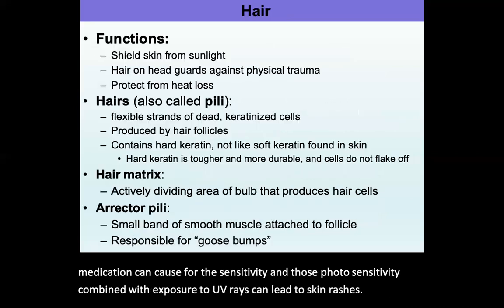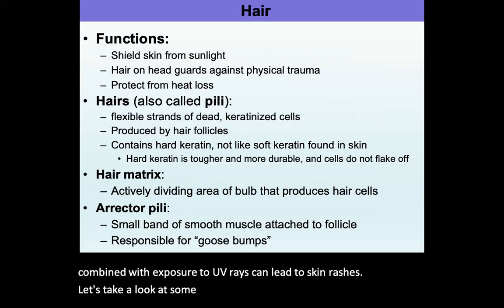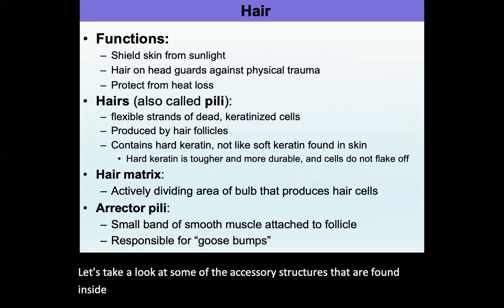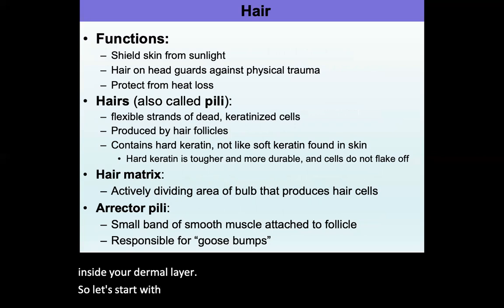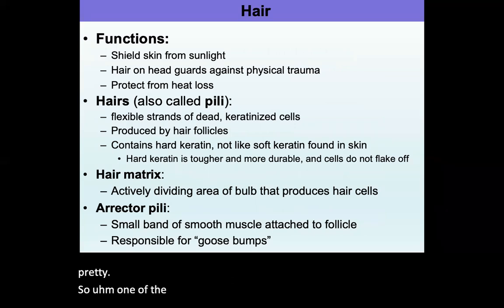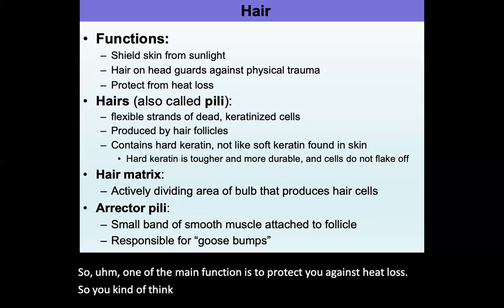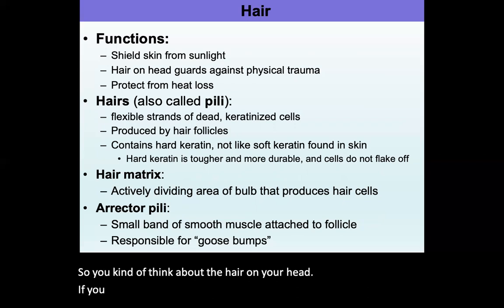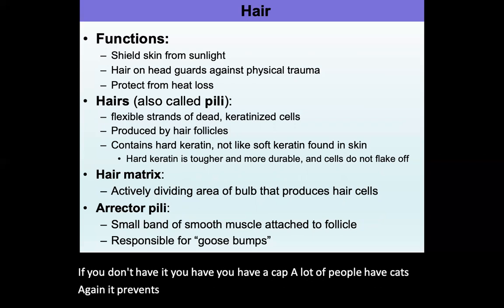Now, let's take a look at some of the accessory structures that are found inside your dermal layer. So let's start with hair. Hair actually does have functions, not just to make you pretty. One of the main functions is to protect you against heat loss. Think about the hair on your head. If you don't have it, you wear a cap. A lot of people wear a cap. Again, it prevents you from losing a lot of heat.